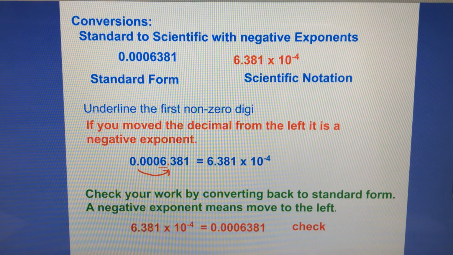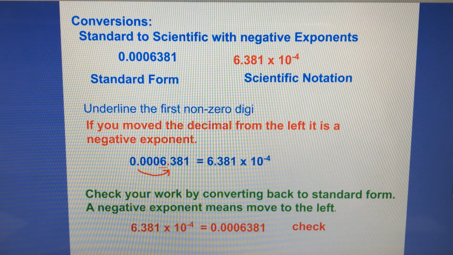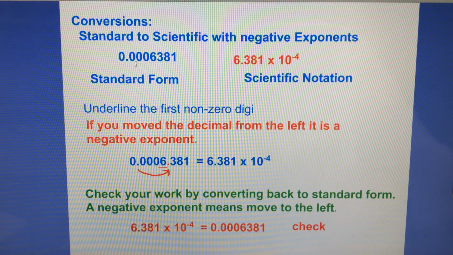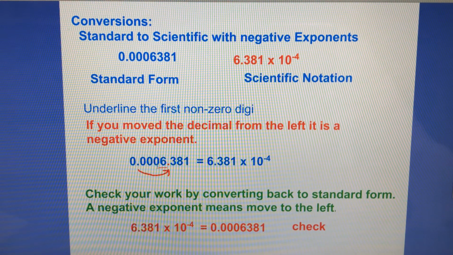Well, what if I start with a decimal? That immediately in my mind says, uh-oh, I've got a value here less than 1, probably going to need a negative exponent. I can't tell you this will be every time because there could be some whole numbers included, but this is the standard practice. So I need to look for my first non-zero digit, 6. Normally I would underline the first non-zero digit.